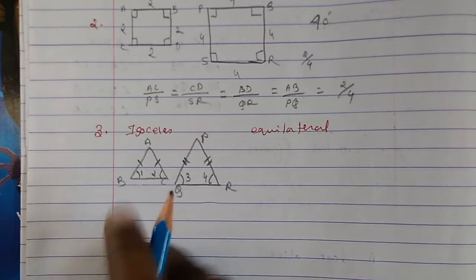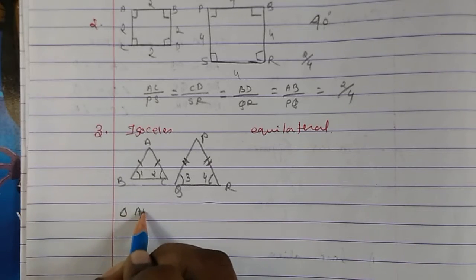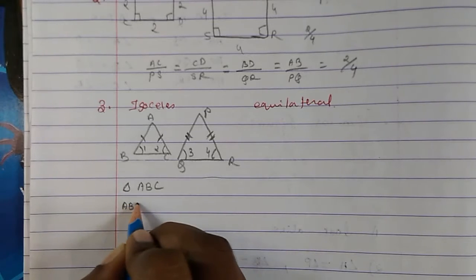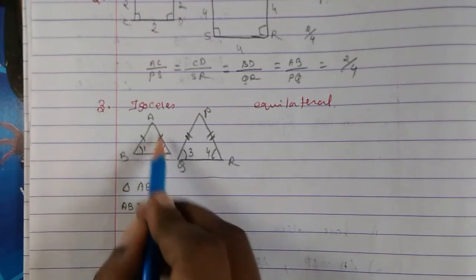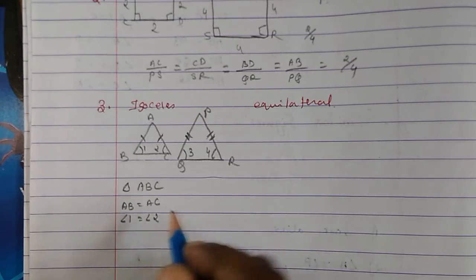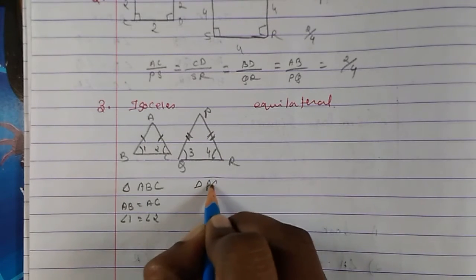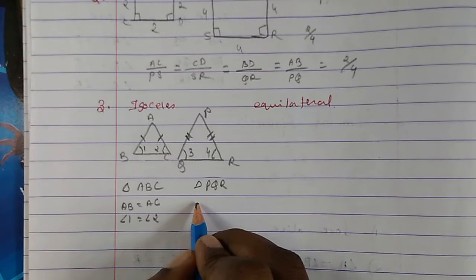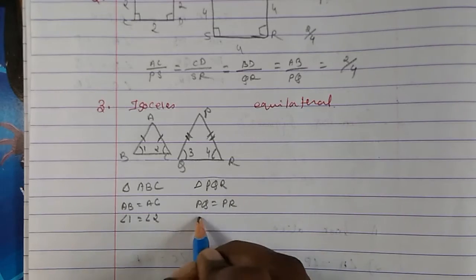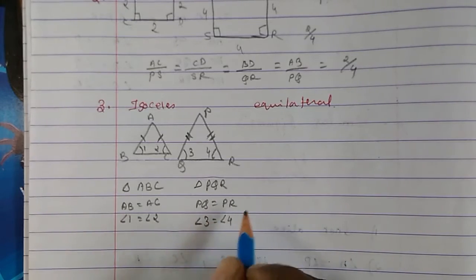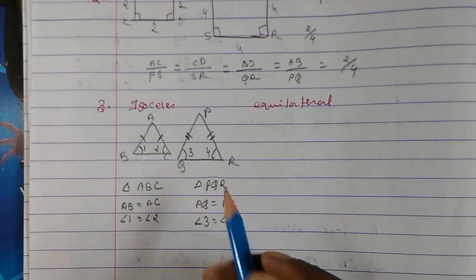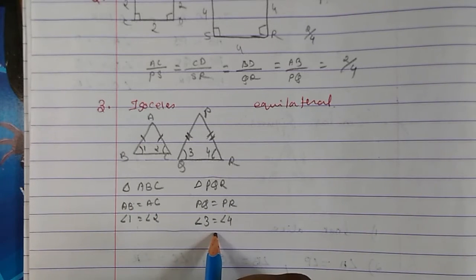So for this triangle ABC, sides will be equal, so AB will be equal to AC. So angle 1 is equal to angle 2. For this triangle PQR, sides will be the same: PQ will be equal to PR and angle 3 will be equal to angle 4. So this is within this. This side has nothing to do with this side and this angle has nothing to do with this angle.